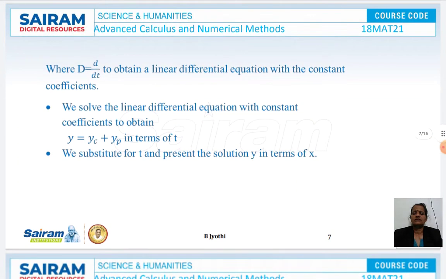Where D is d by dt, in order to obtain the linear differential equation with the constant coefficients. We solve the linear differential equation with the constant coefficients to obtain y is equal to yc plus yp in terms of t. We substitute for t and present the solution in terms of y and x.